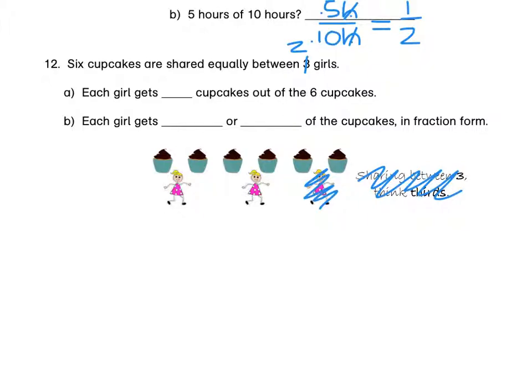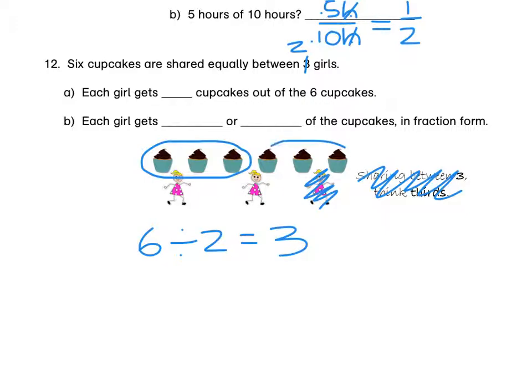Now, how many cupcakes does each girl get? We have 6 cupcakes that are shared equally between 2. That means each girl gets 3 cupcakes. The first girl gets that, and the second girl gets that. So each girl gets 3 cupcakes out of the 6 cupcakes.